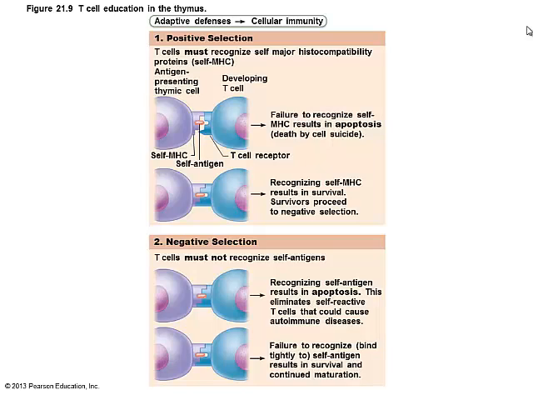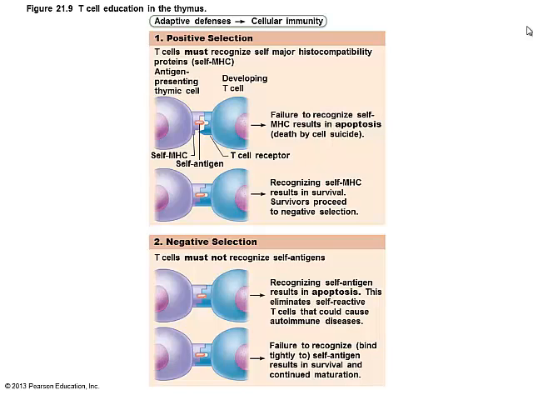You mean as far as positive and negative selection goes with MHC and its involvement? Yes, you need to understand that for sure. And the nice thing is this diagram is pretty self-explanatory. So positive selection, if MHCs don't line up properly, in other words, the cell can't recognize its own MHC, cell death.